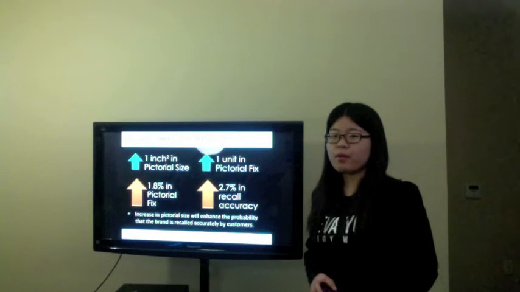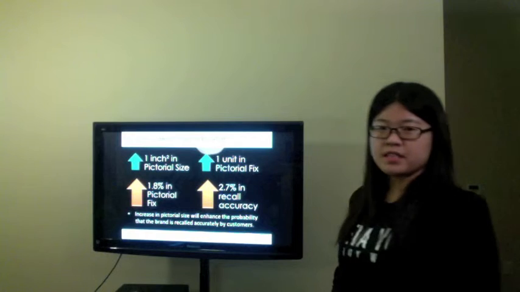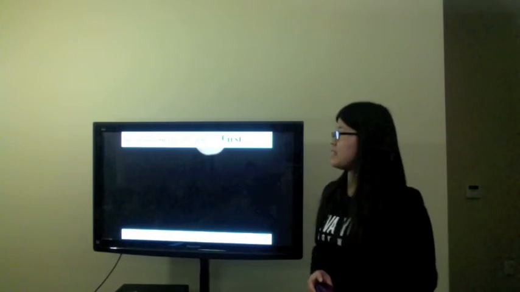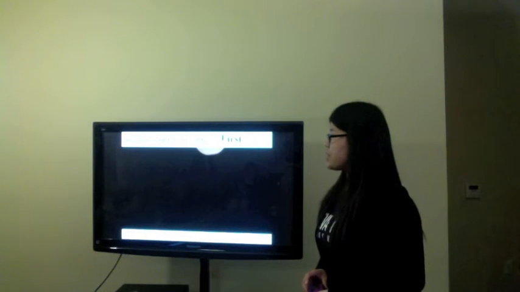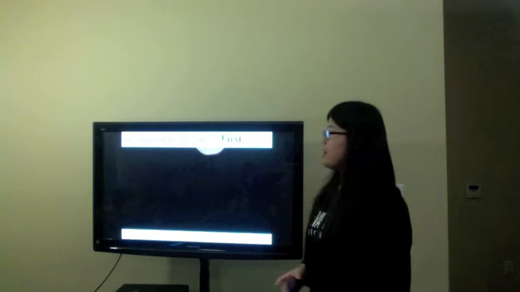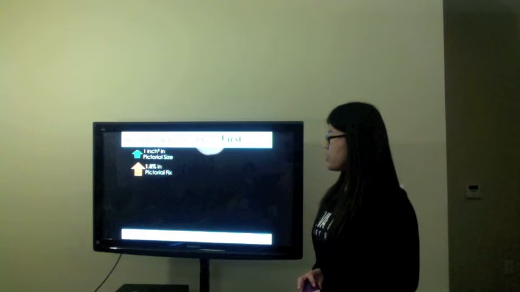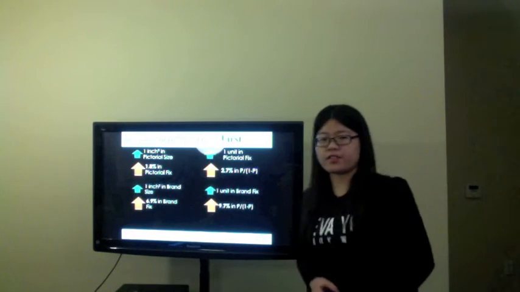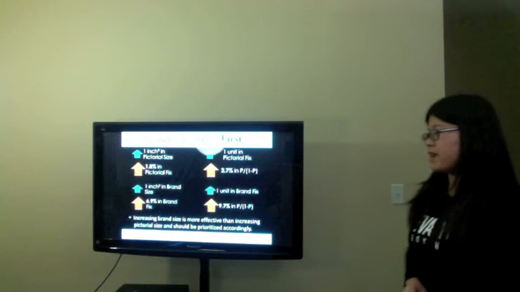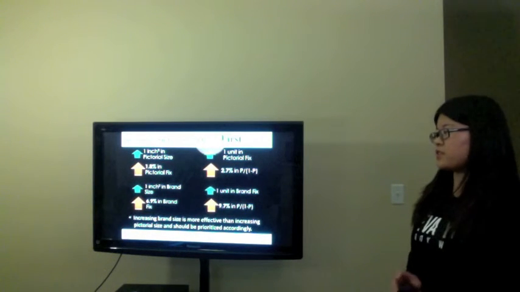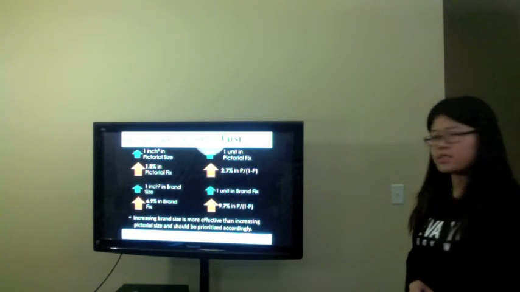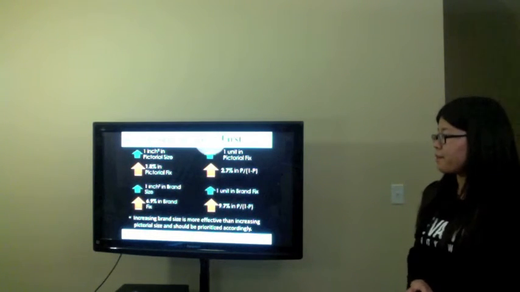But most of the time, they're faced with limited space. So what should they do when they're faced with this dilemma? They should focus on the brand size, because according to this data, we can obviously see that increasing brand size is more effective than increasing pictorial size, and it should be prioritized accordingly.